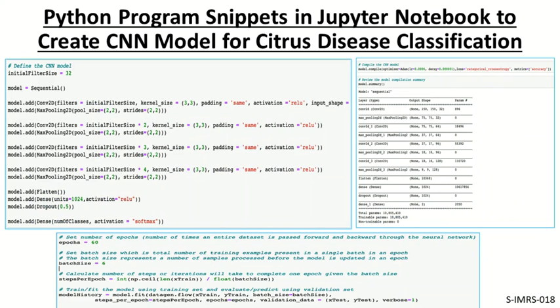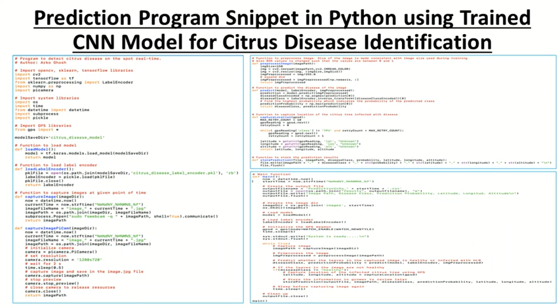This slide shows snippets of the program created to define, develop, and train the CNN model for citrus disease classification. This slide shows snippets of the prediction software developed in Python utilizing the webcam and GPS receiver as well as the trained CNN model to identify HLB-infected citrus leaves in real time. Both of these full programs are included in the supplemental documents of my presentation.